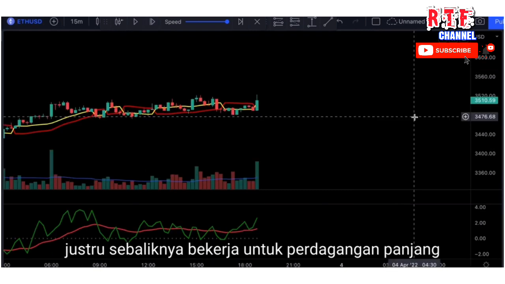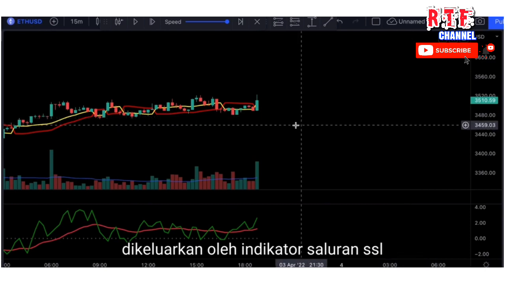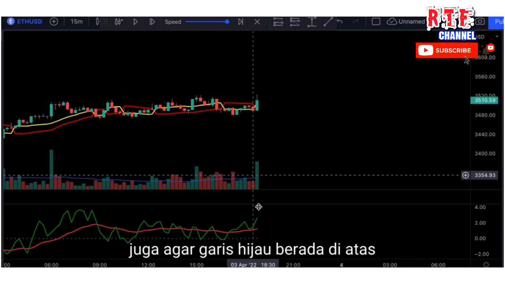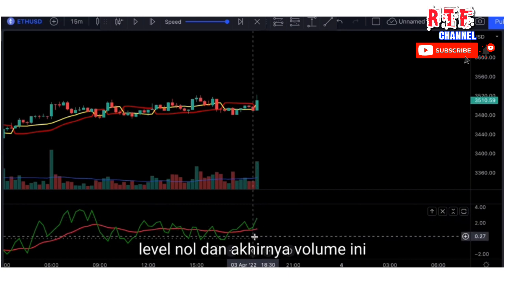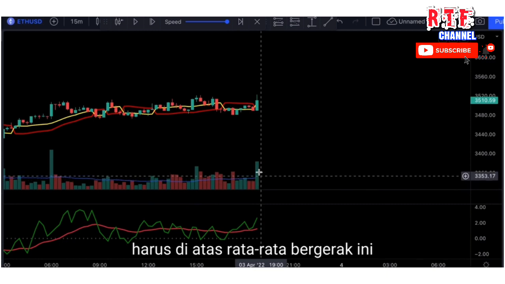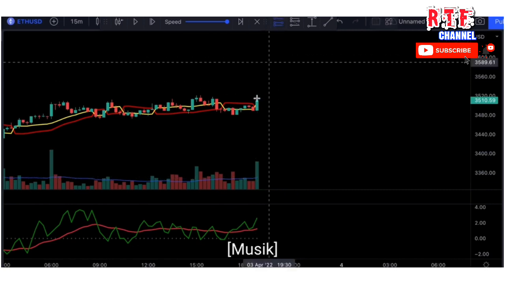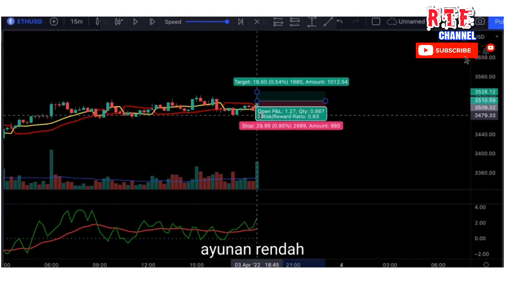Exactly the opposite works for long trades. We first need to have a bullish signal issued by the SSL channel indicator. The volume flow indicator has to be bullish as well, so that the green line is above the red line and they both are above the zero level. And finally, this volume histogram has to be green in color and it has to be above this moving average. We will set our stop loss at the recent swing low.